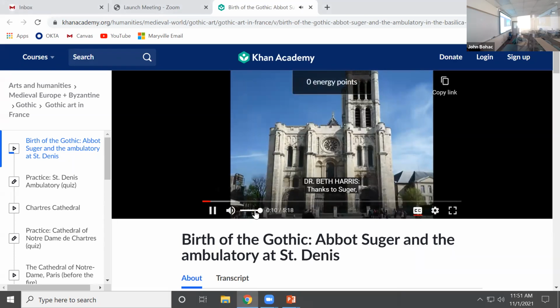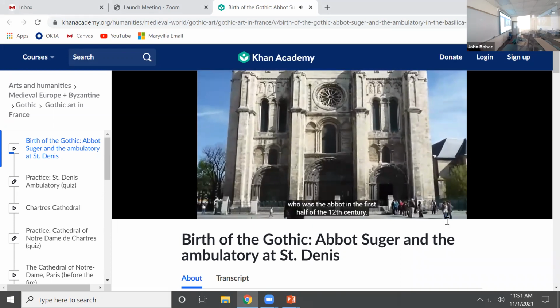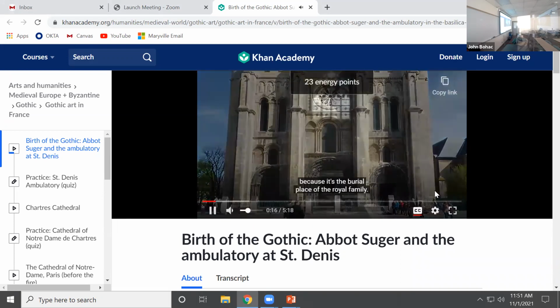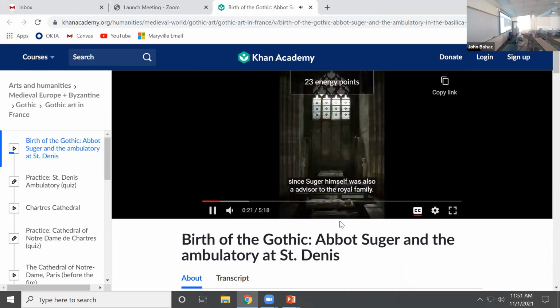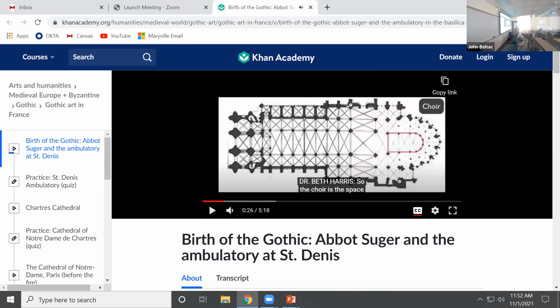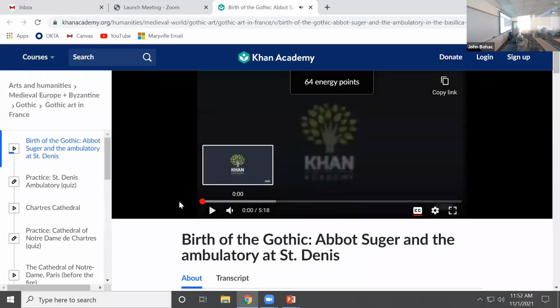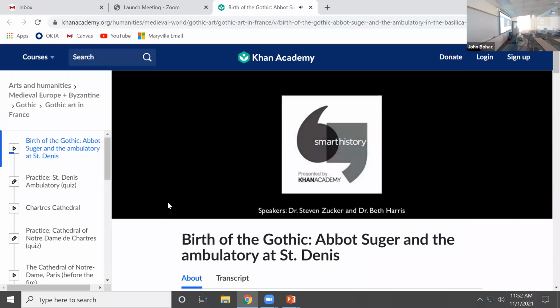of the Gothic. Thanks to Sujet, who was the abbot in the first half of the 12th century, this church is incredibly important as the burial place of the royal family, since Sujet himself is also a advisor. Standing. Oh, I can't keep this going. So the Let me choir, pause it. I need to get this. I want to get this full screen. here is the space of the altar of the church. I guess we'll go with it.